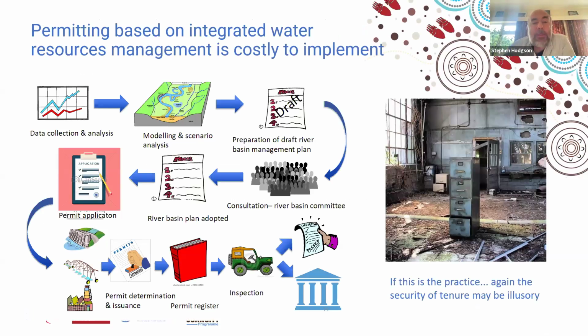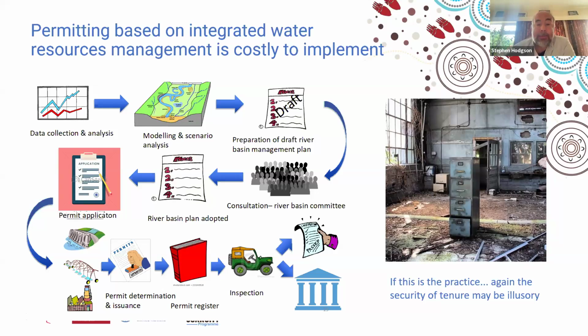So a good example is permitting. Permitting based on integrated water resources management is costly to implement. On the left, you have the diagram showing the whole costly process from data collection through to plan making, through to decision making and enforcement. But if your water permitting system looks like the picture on the right, a shambles, then the protection that the law pretends to provide will be illusory.